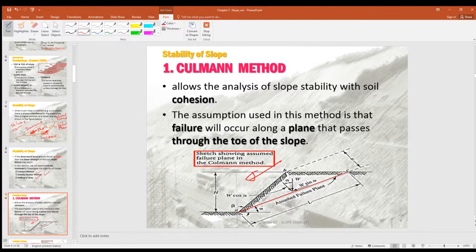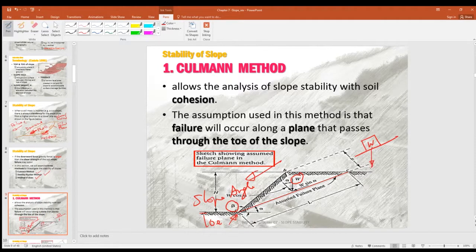There are some important parameters for the analysis. That's the toe of the slope. Here's the toe. That's the angle beta, the slope angle. Now, what's the weight of this triangular mass? The weight W, a mass resting on a sloping surface.